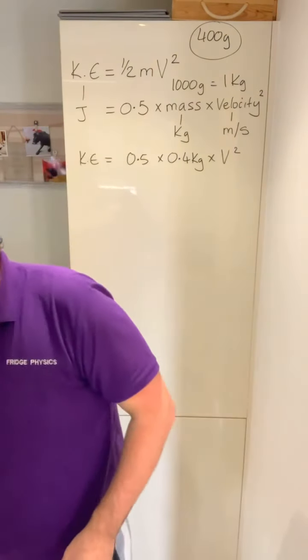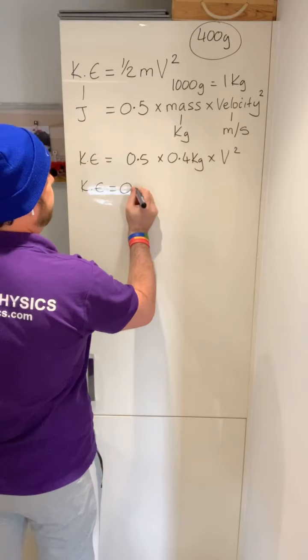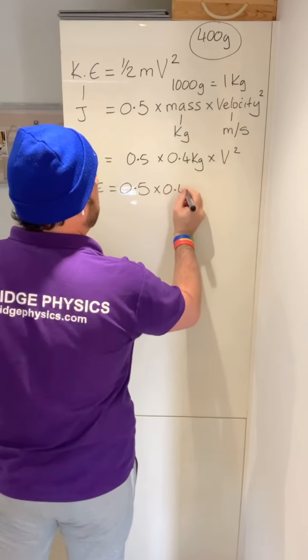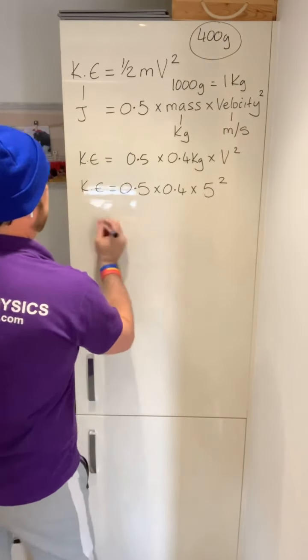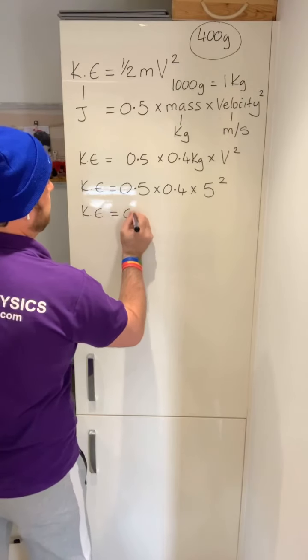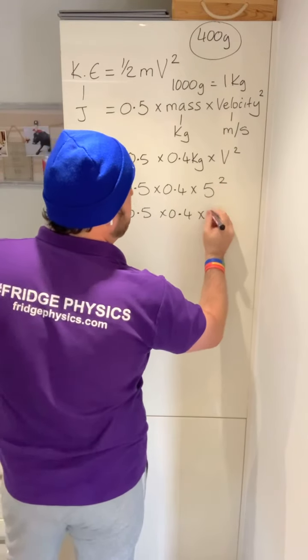I'm back now with my can of baked beans. Now, I made an estimate that the baked beans were travelling at around about 5 meters per second. So I'm going to pop that into my equation and calculate the energy in the kinetic energy store of the baked beans as it was moving. So we have kinetic energy equals 0.5 times by 0.4 times by my velocity squared, which is 5 squared. So I'm going to write that through again, so I don't lose my place. 0.5 times by 0.4 times by 5 squared, which is 25.